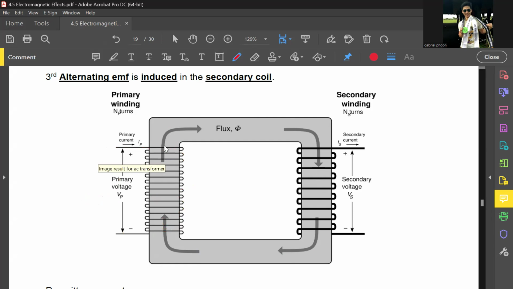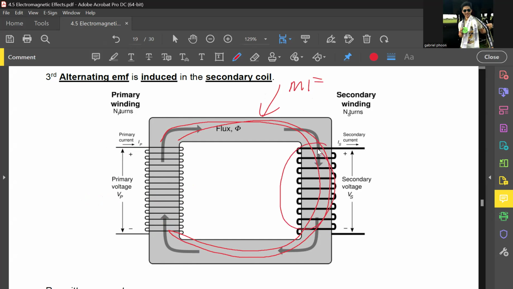Okay, listen. So from here, there's current flowing, then there will be a magnetic field generated, right? The magnetic field will flow through this soft iron core. This one here is the magnetic field. And because this magnetic field constantly cuts through this secondary coil, what will be induced? Electromagnetic induction will be induced. Because the magnetic field is cutting this secondary coil, what will be produced here? Current.